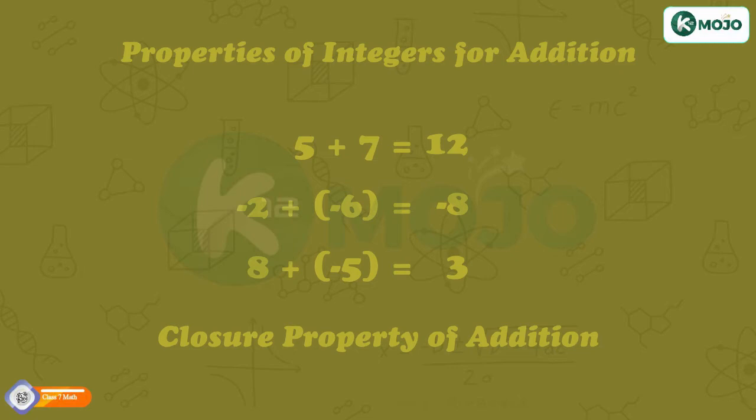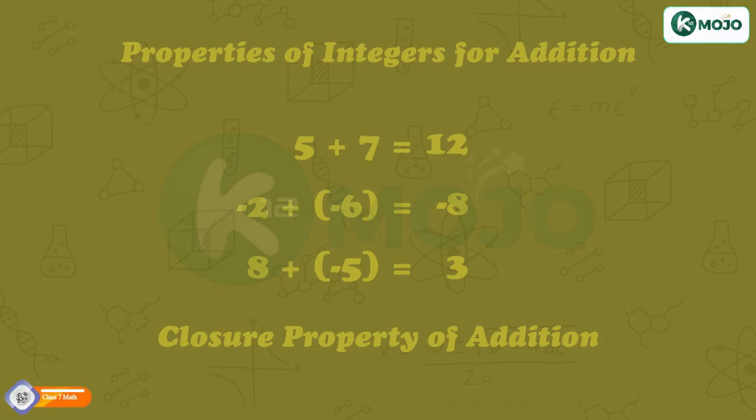Commutative property of addition. When we solve -2 plus 3, we get 1. And when we solve 3 plus -2, we get 1. This means -2 plus 3 is equal to 3 plus -2. According to commutative property, the sum of two integers remains the same, even when we change their order.